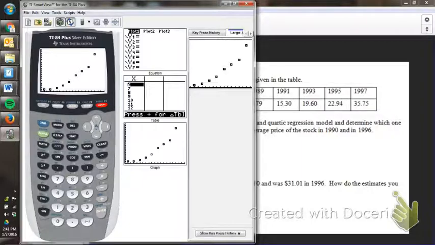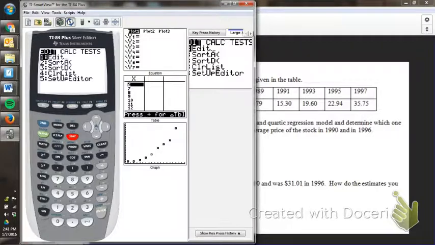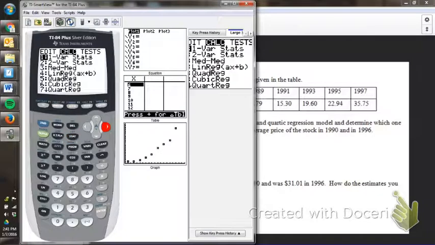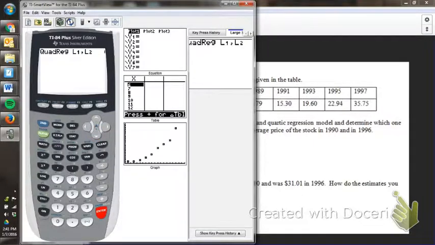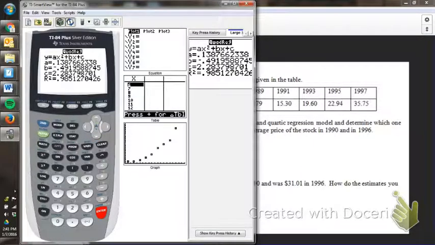We're going to go to Stat, then over to Calc, and we're going to try all three different options. The first one I'm going to do is QuadReg, which is quadratic regression. That's going to give us a quadratic equation that best fits those data points. I press Enter, scroll down to Calculate, and that gives me my regression equation. I plug in A where the A is, B where the B is, and C where the C is. That's the quadratic model.